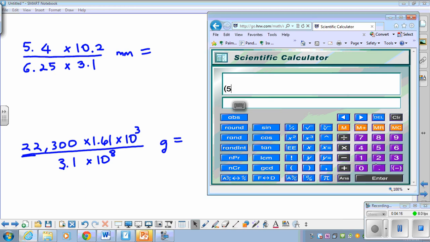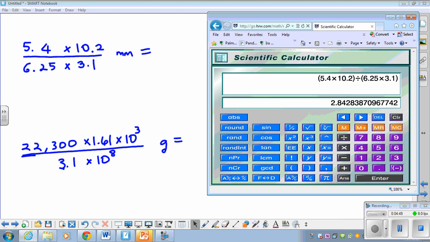Here we have 5.4 times 10.2, close parentheses, division by 6.25, but before I enter the denominator, I open another parentheses, 6.25 times 3.1, close the parentheses and press enter. So now we're getting 2.8428 and so forth.